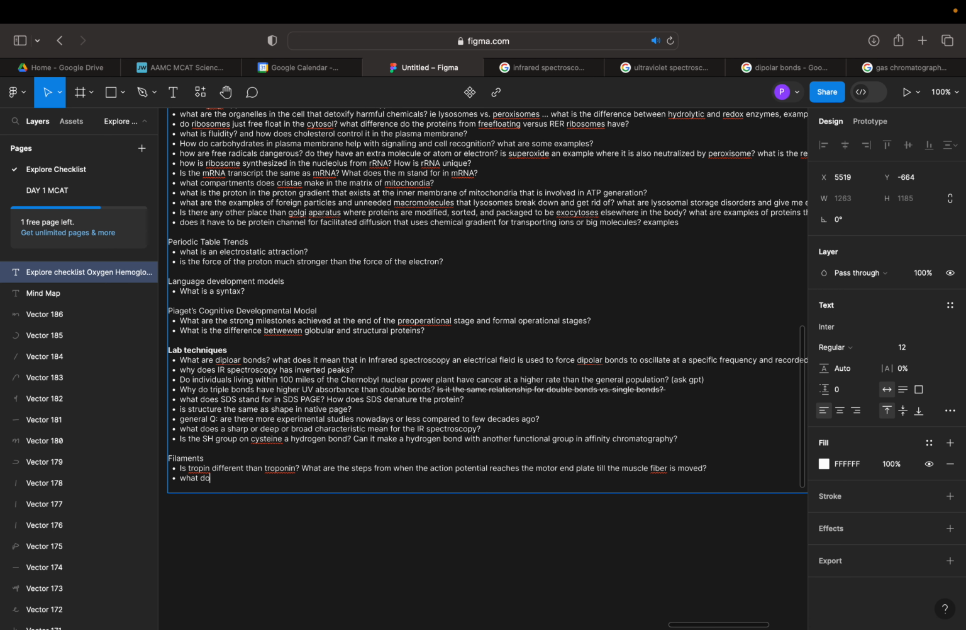What does it mean? The myosin is cocked when ATP hydrolyzes.